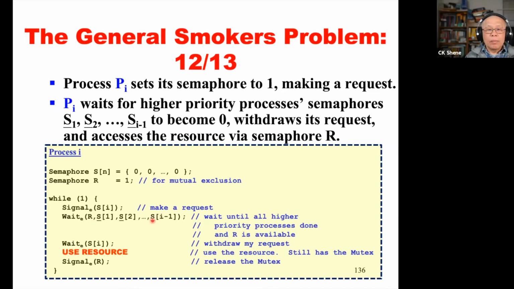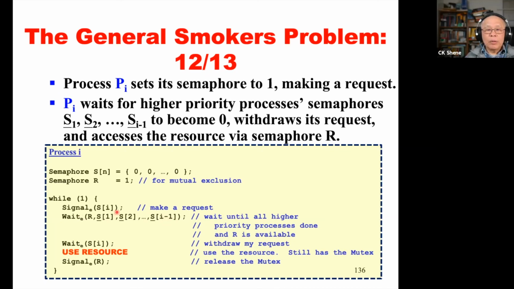That is, when process I calls wait E with this semaphore, it does not have to wait if R has a counter greater than 0. And the counters in this set are 0.